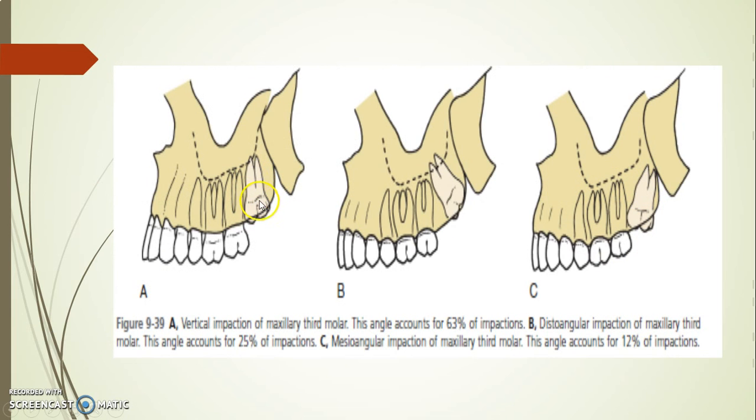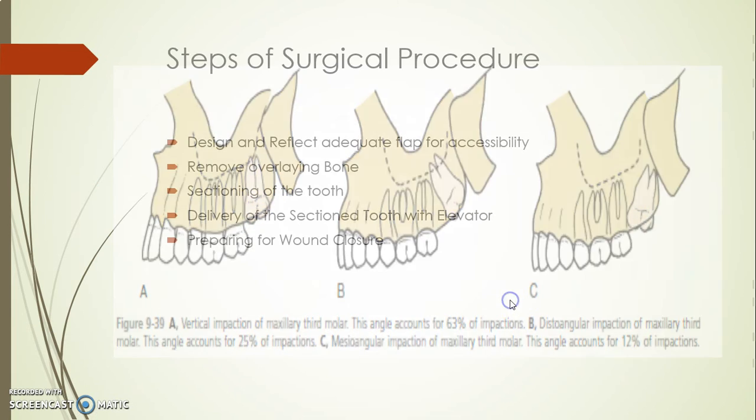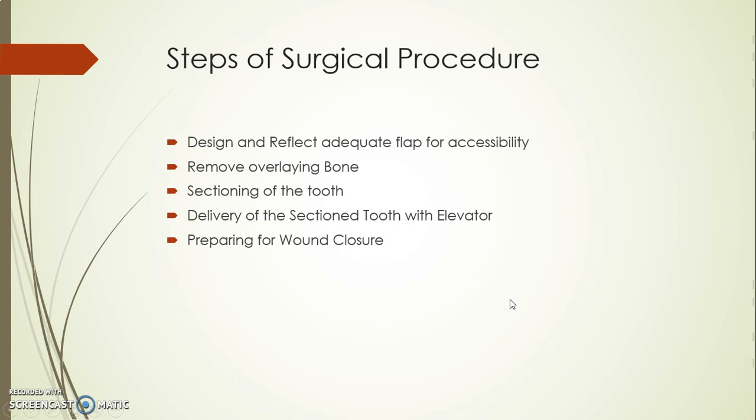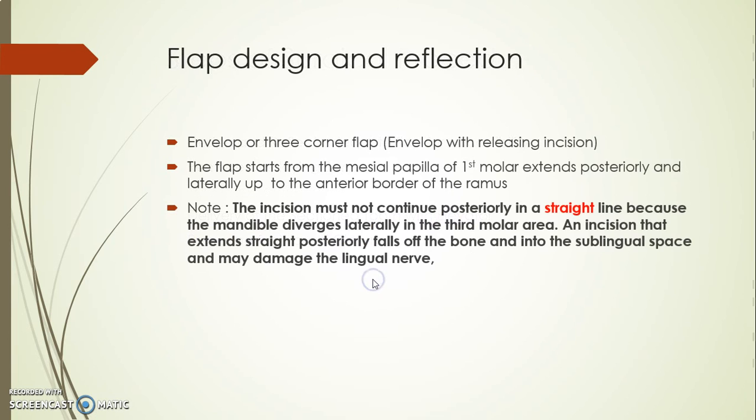Higher the classification, the vertical, distoangular, mesioangular. Now what are the steps of the surgical procedure? It's just like any normal surgical procedure. First of all, we need to design and reflect an adequate flap for accessibility, remove overlying bone, section the tooth if I need it, remove the bone if I need it, deliver the sectioned tooth with an elevator, not with a forceps, and prepare for wound closure.